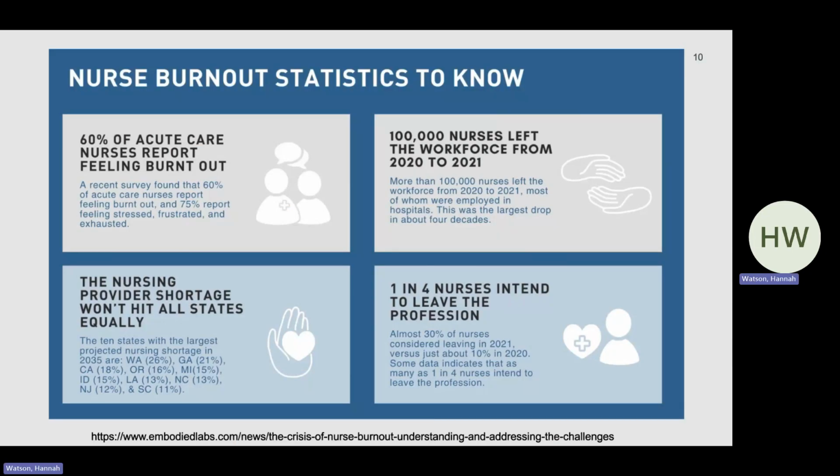And then I included this chart, and this explains some nursing burnout statistics to know. It says 60% of acute care nurses report feeling burned out, and 75% report feeling stressed, frustrated, and exhausted. It also explains that the nursing provider shortage won't hit all states equally. It says 100,000 nurses left the workforce from 2020 to 2021. This was the largest drop in about 4 decades. It also explains that 1 in 4 nurses intend to leave the profession. This is almost 30% of nurses considering leaving in 2021 versus 10% in 2020.